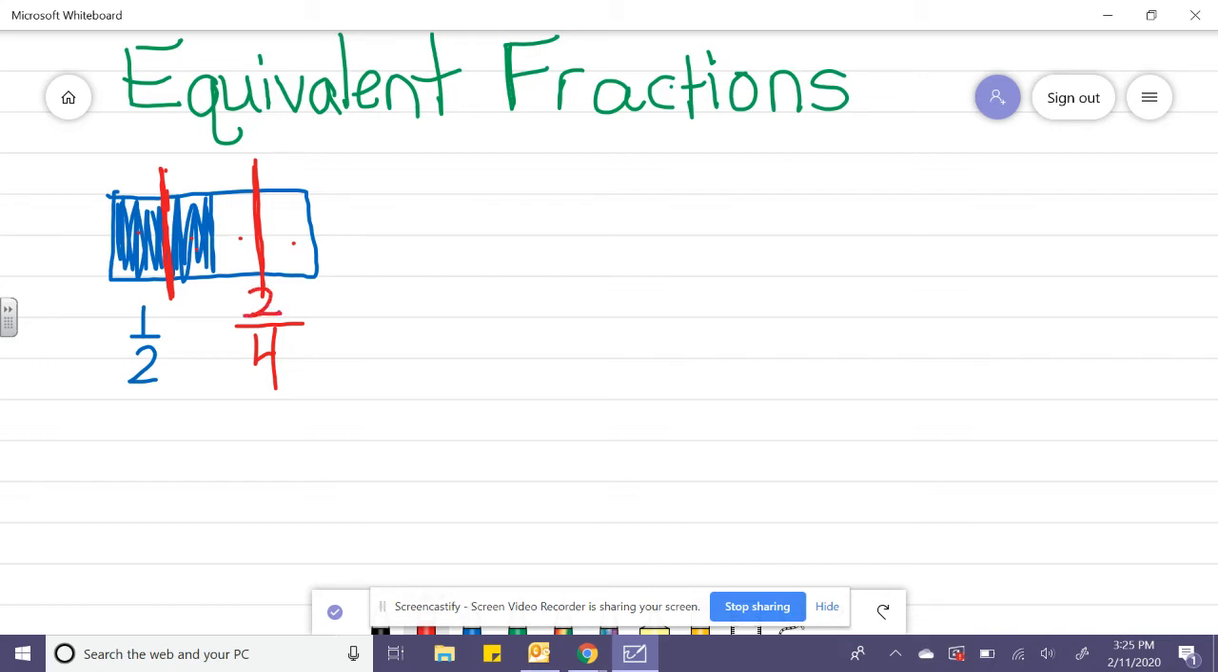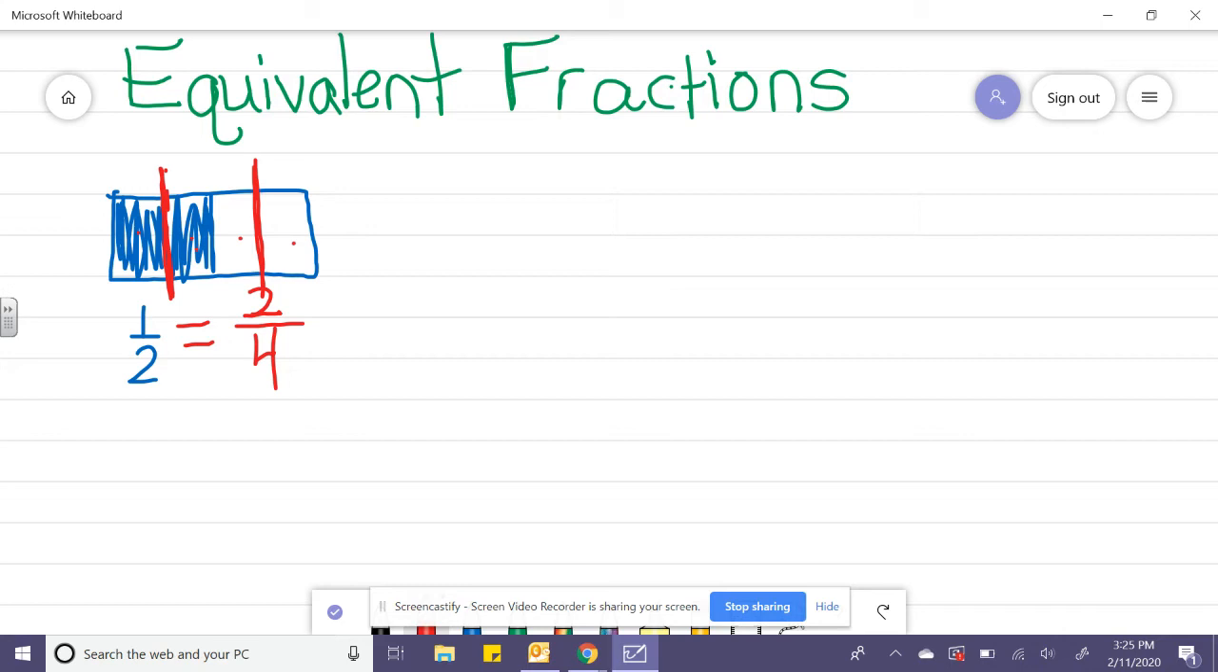Now, what I tell the kids is, did we shade in any more area? No, we didn't. Did we erase any of our shading? No, we didn't. All we did was cut our pieces into smaller pieces. So 1/2 is equivalent to 2/4. So that is one way that we could figure out equivalent fractions.